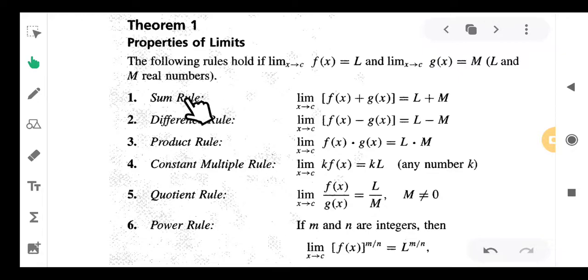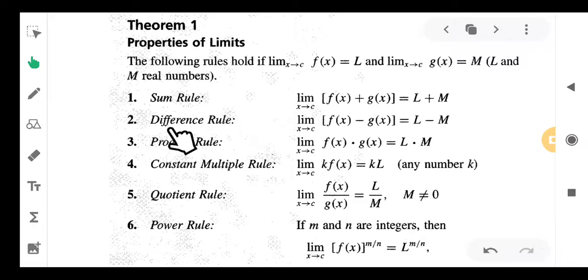Now the other rules, which we call the sum rule, difference rule, product rule, constant multiple rule, quotient rule, and power rule. When you add two functions, and if you can separately find the limits as L and M, you have to add the limit of f of x plus the limit of g of x. So the limit of the sum of two functions is the same as the sum of the two limits. That's what we call the sum rule.